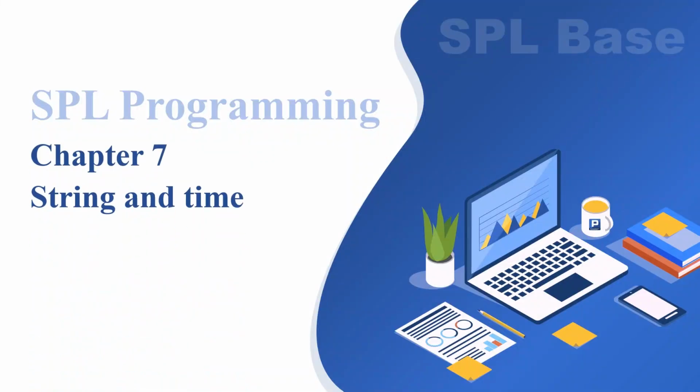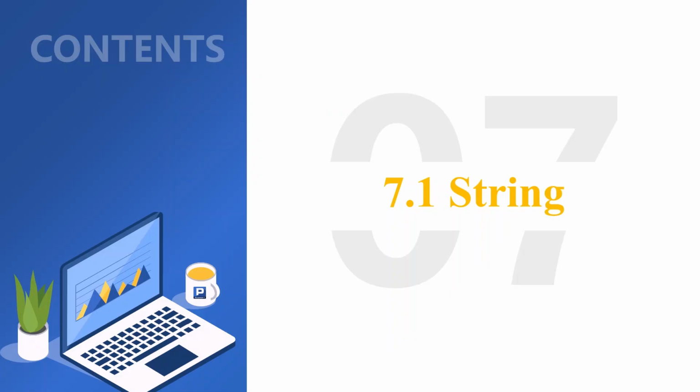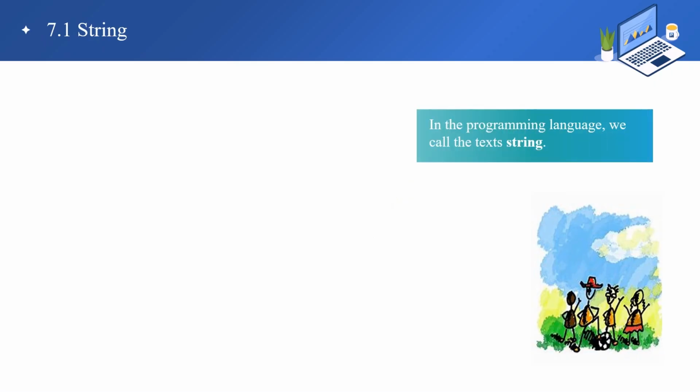Chapter 7. String and Time. Section 1. String. Up to now, the data we have processed in the program are numerical values or sequences of numerical values, except for a small amount of text in output function.